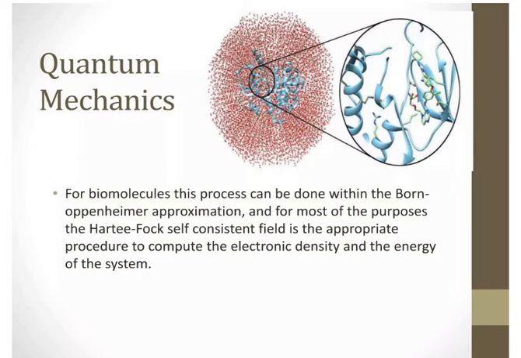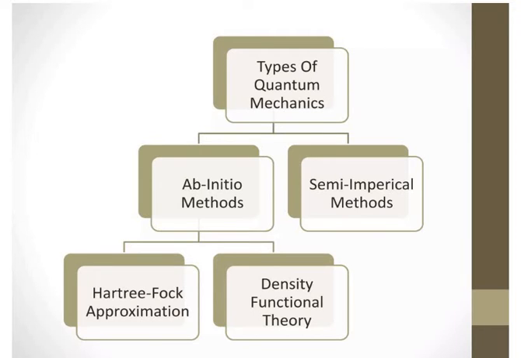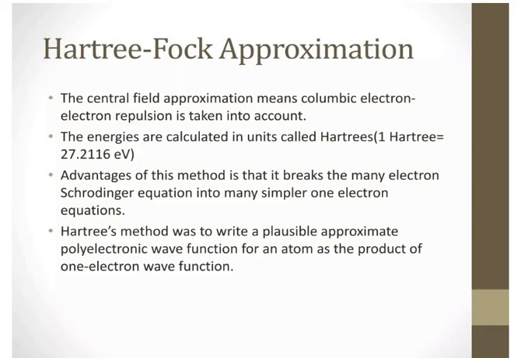So for quantum mechanics of biomolecules, this process can be done within the Born-Oppenheimer approximation. For most purposes, the Hartree-Fock self-consistent field is the appropriate procedure to compute the electronic density and the energy of the system. Types of quantum mechanics are in two parts: ab initio method and semi-empirical method. And ab initio method has two parts: Hartree-Fock approximation and DFT, density functional theory.